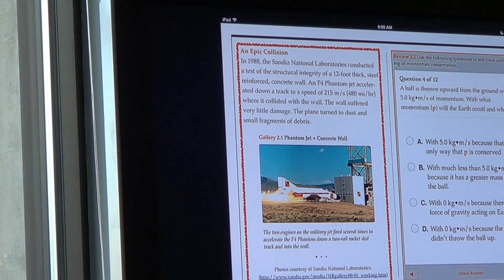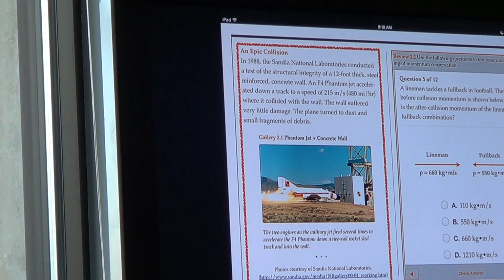A ball is thrown upward from the ground with 5 kilogram meters per second of momentum. With what momentum will the earth recoil and why? B. A. Okay.